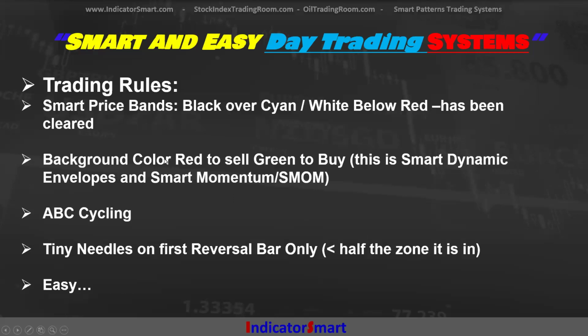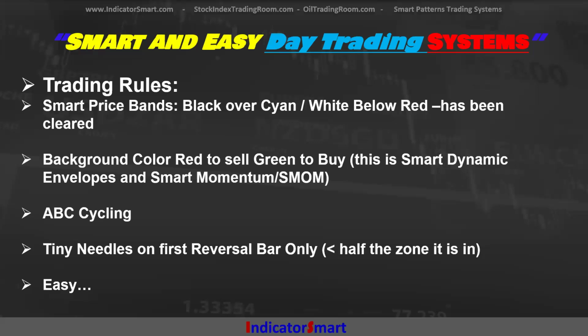Okay, trading rules. The smart price bands on the chart, we're going to see the chart here in a second. I've got a whole bunch of charts for this. The smart price bands, you're going to see the black over the cyan, and you're going to see the white below the red, and it's been cleared. It means you're beyond it. And then you're going to see a background color on the chart that's based on the smart dynamic envelopes and the smart momentum.